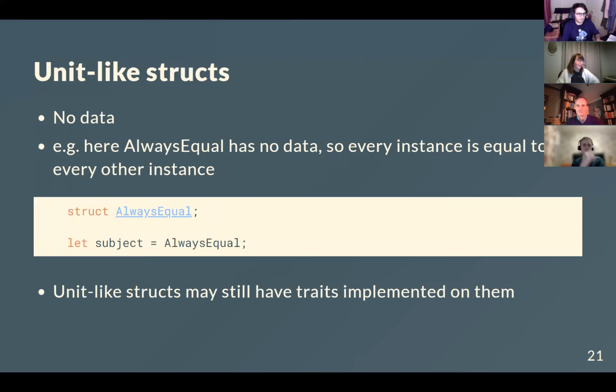There's also unit-like structs, which I would have quite liked them to have put some examples in for. Obviously, they've used this always equal example and said you can implement traits on it, and therefore it's useful. But I probably would have liked to have seen some examples. I don't know if anyone knows of any examples of these unit structs.